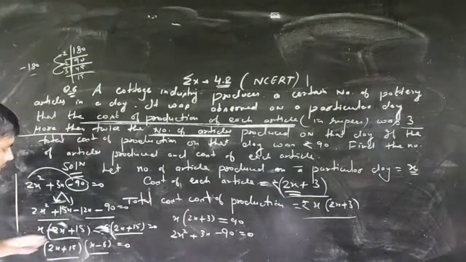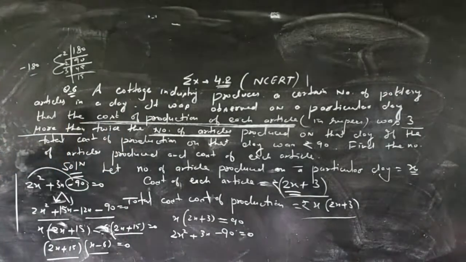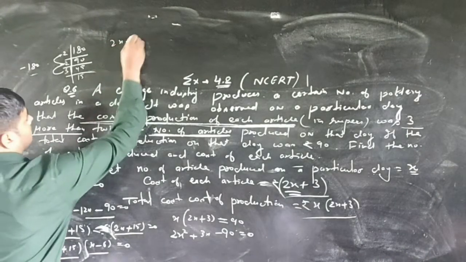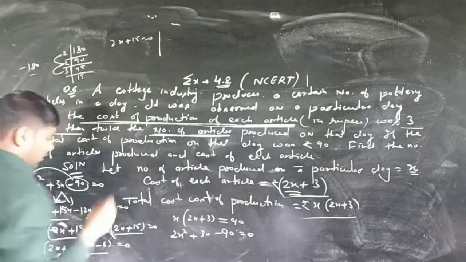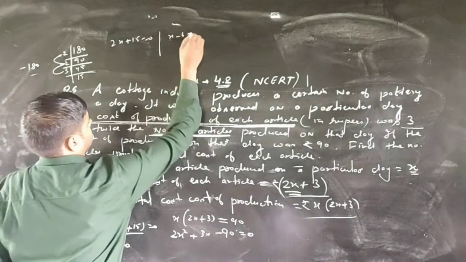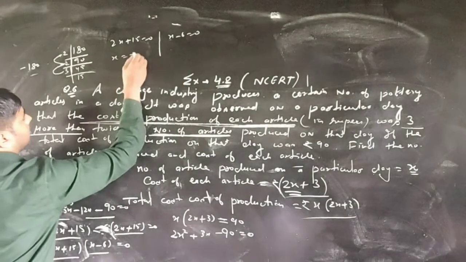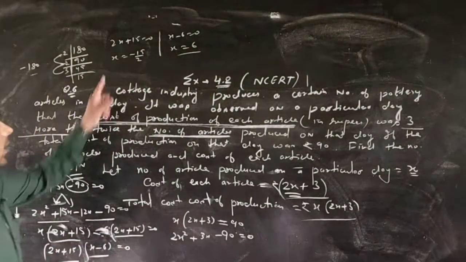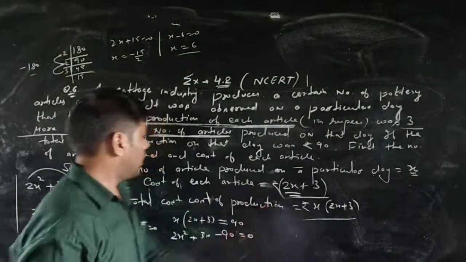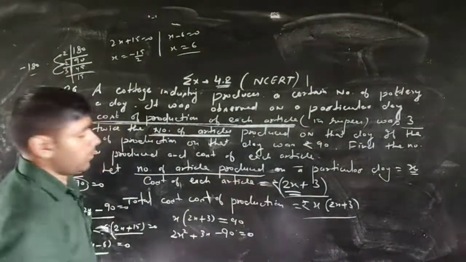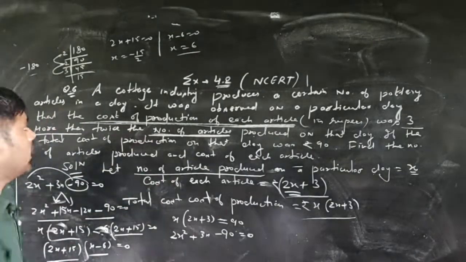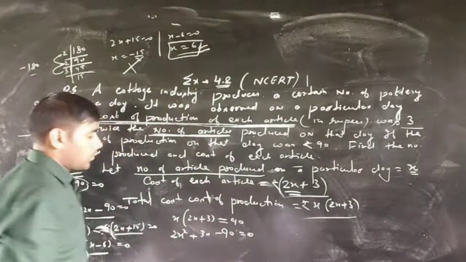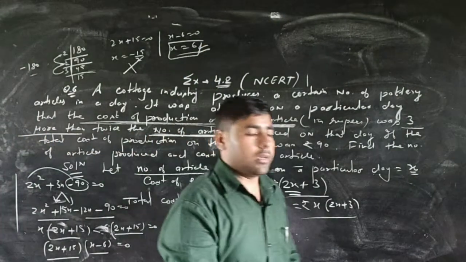The product of two numbers is equal to 0, so you can write this equal to 0 or this equal to 0. From 2x + 15 = 0, x = −15/2. From x − 6 = 0, x = 6. And this x is the number of articles. The number of articles can't be a fraction or negative, so neglecting this, x is equal to 6. This is the total number of articles produced on that day.